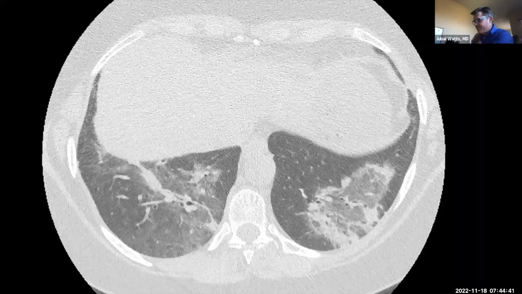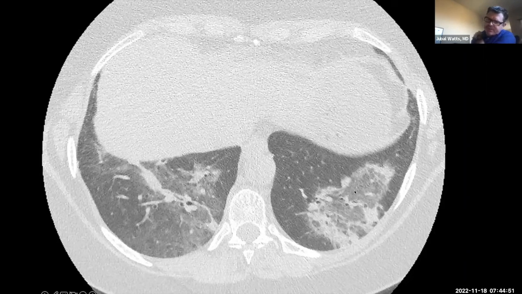So this is probably my favorite image on this case, because if we look in this posterior left base, we have some abnormal density. Some of it's ground glass. You can see in the middle, it's ground glass. You can kind of see through it. You can see the airways and vessels, but then around the periphery, it's all consolidation.